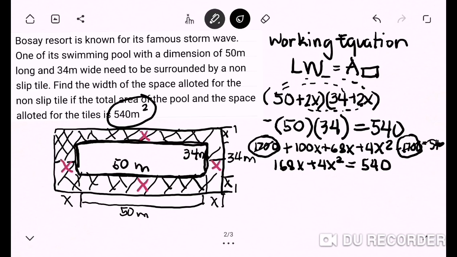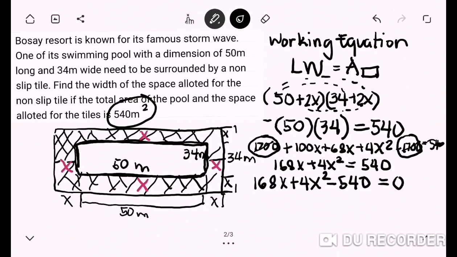So, in this case, pwede pa nating i-arrange yung ating equation. So, meron na tayong hint na ang ating nagiging equation ay quadratic kasi we have a degree 2 term which is a 4x squared. So, applying the addition property of equality, we can add negative 540 sa both side ng equation. So, we have 168x plus 4x squared minus 540 equals 0.